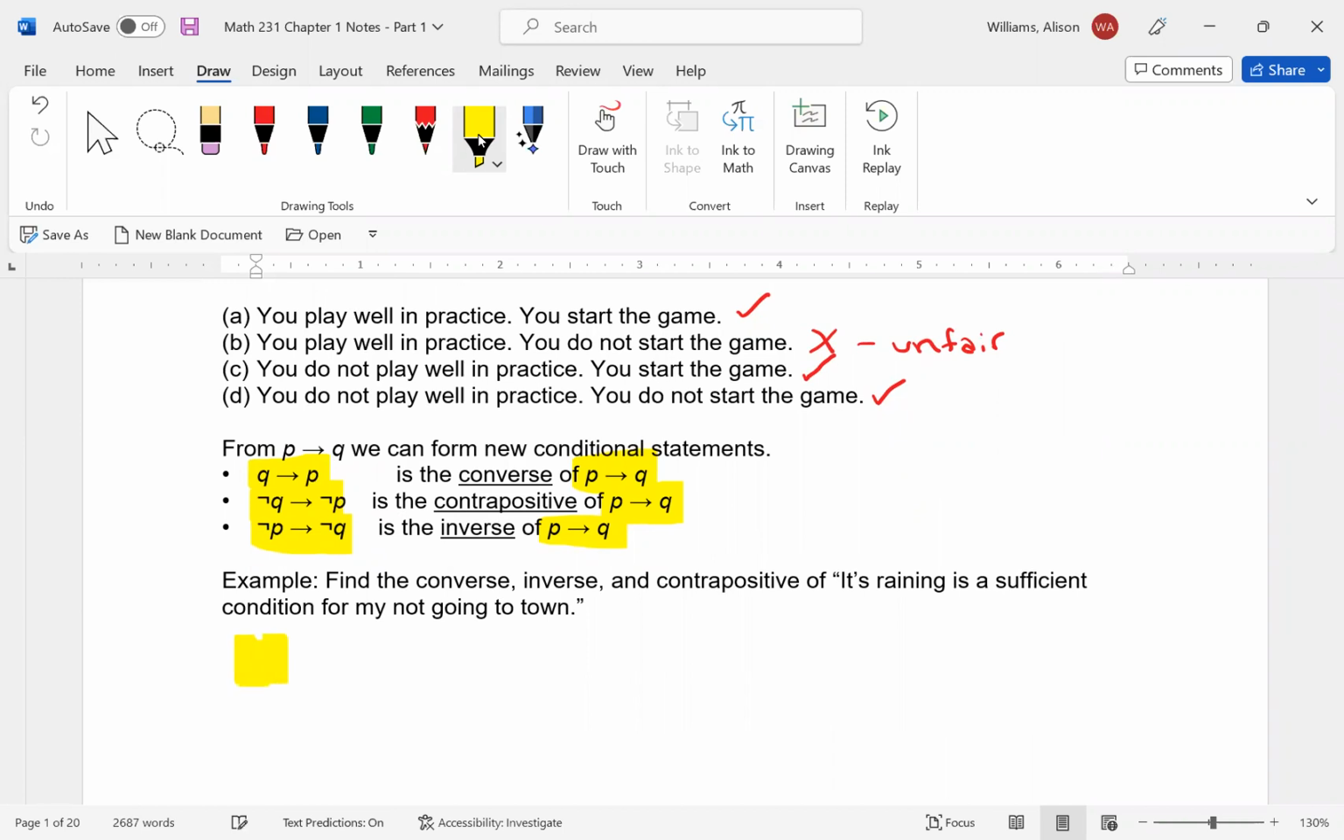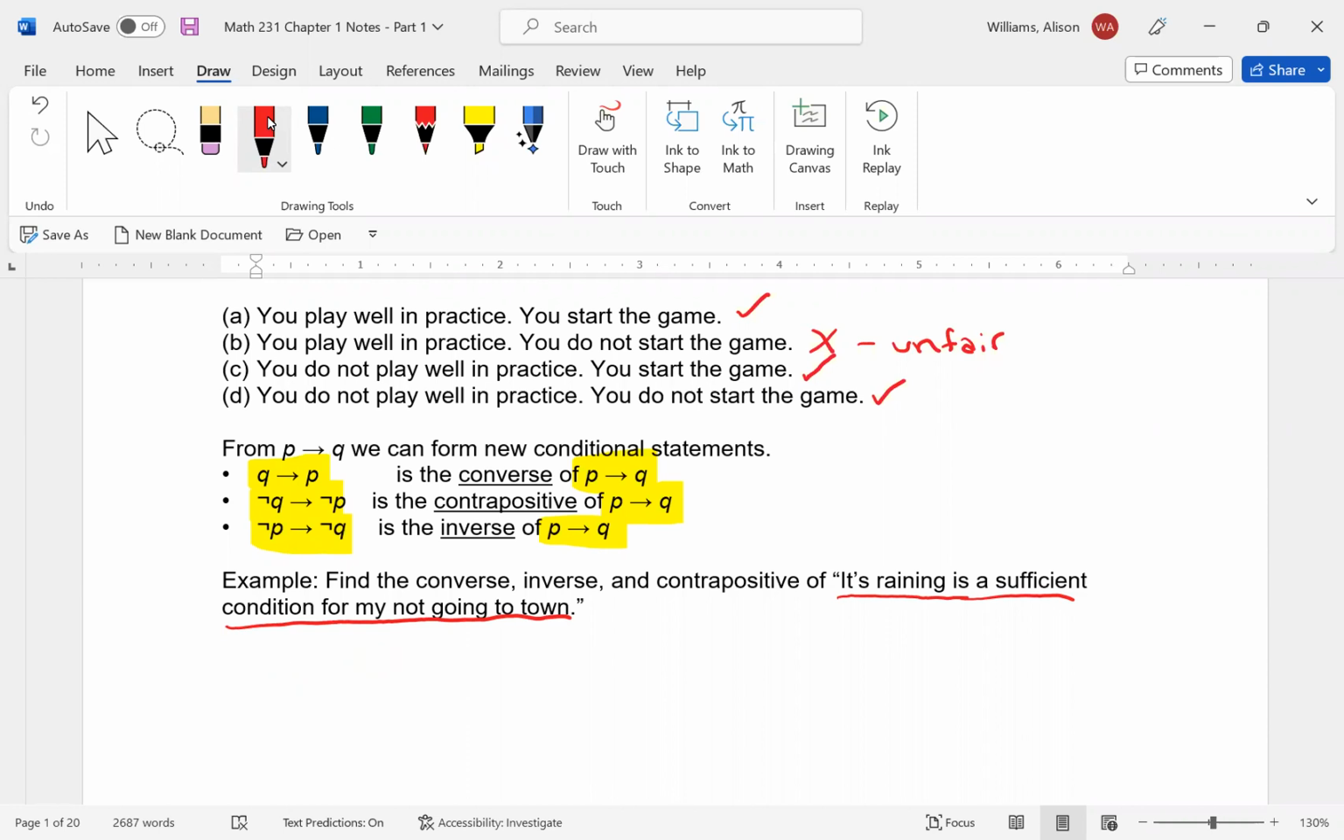I noticed that they switched the order of the inverse and contrapositive. That's fine. Who cares? Converse. So our if then statement is: if it is raining, it's raining is sufficient condition for my not going to town. I see the way that's worded, and that's not quite an if then statement, so I'm going to make it an if then statement.